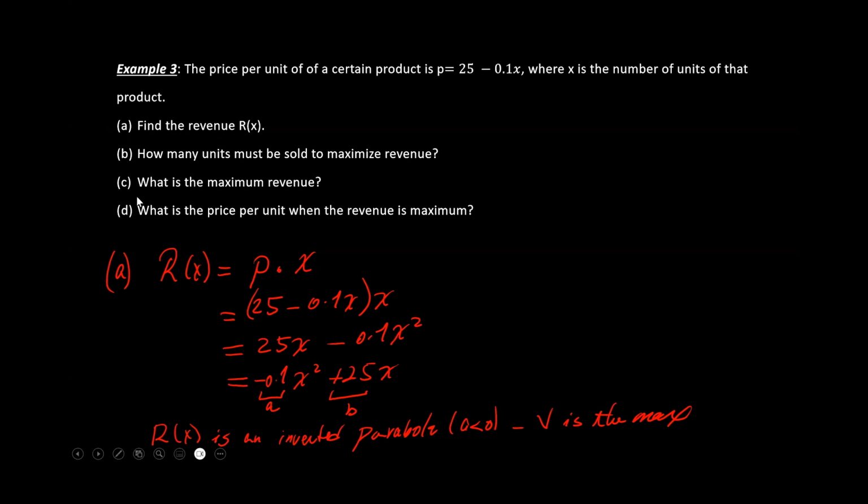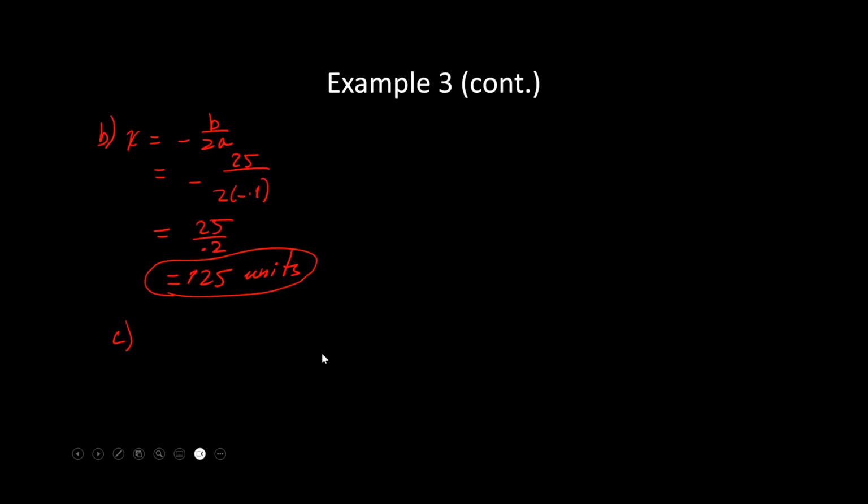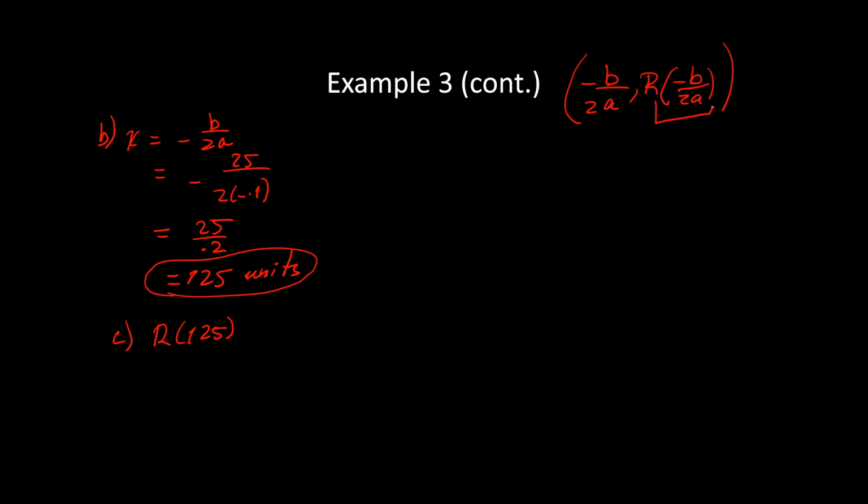Well, how much will we bring in? What is the maximum revenue? Well, now that I know x that brought me the maximum, I'll plug it in, R at 125. Okay? Remember, our function here is R. Remember what the vertex was in method 2? There are the coordinates of the vertex. So I'm looking for this. How much revenue will I get? So that will be negative 0.1 times 125 squared plus 25 times 125.